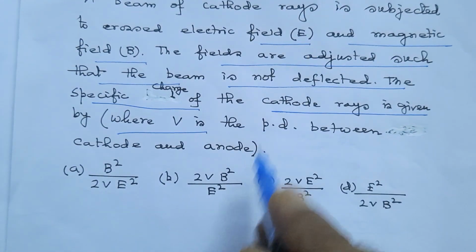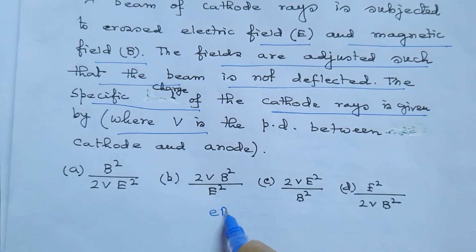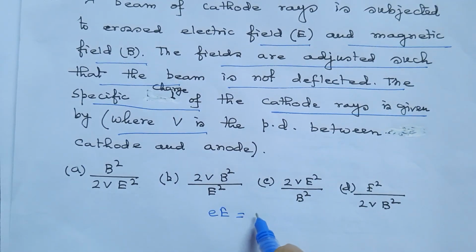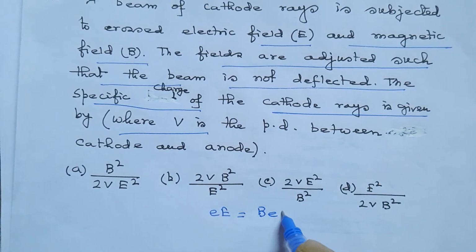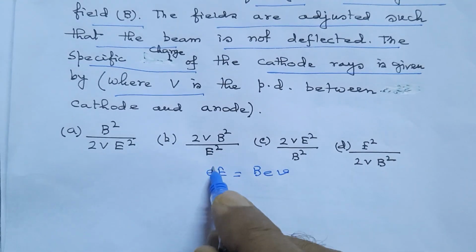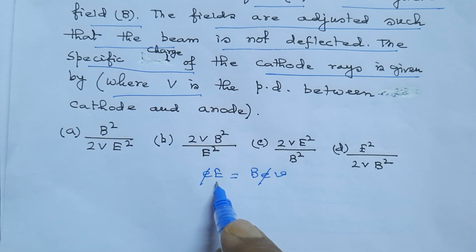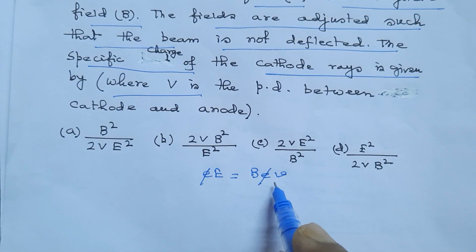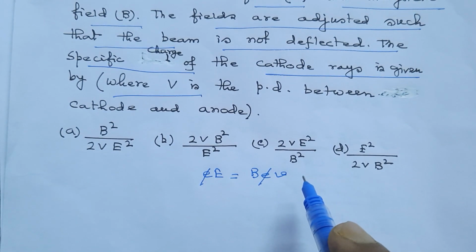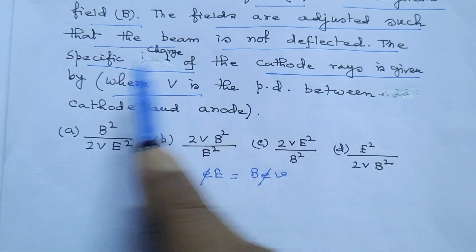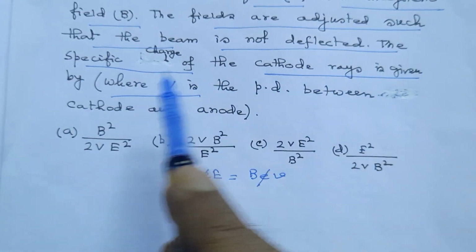Force provided by the electric field, small e into capital E, equals force provided by the magnetic field, that is B e v. Small e being cancelled out, capital E equals B into v. This is the first condition. The fields are adjusted such that the beam is not deflected.